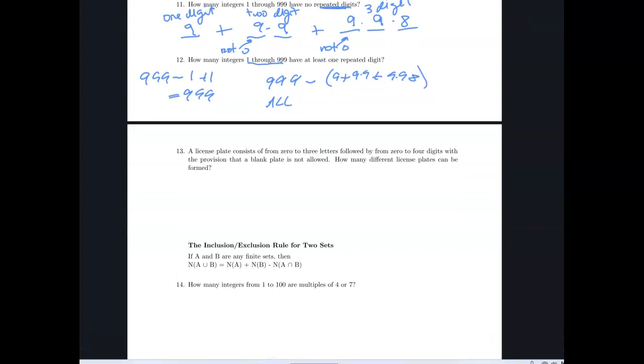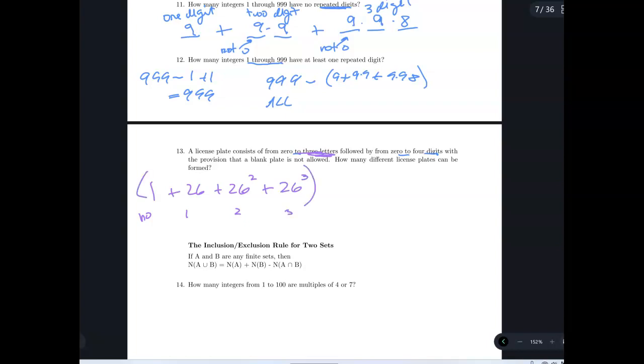Okay, so here we go. License plate has 0 to 3 letters, 0 to 4 digits. Okay, so let's see. I want to do the choices that I've got for the letters. Okay, so for letters, there's 1 way to have no letters, right? There's 26 ways to have 1 letter. There's 26 squared ways to have 2 letters. And then there's 26 cubed ways to have 3 letters.